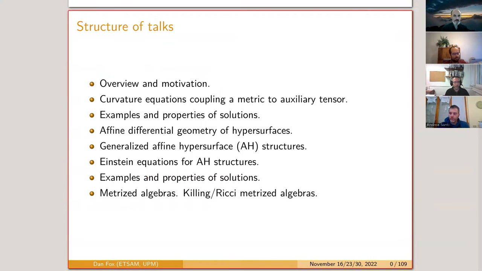I've not ever been very good at summarizing in three phrases what I want to talk about, but roughly speaking, I want to describe some class of geometric structures and some class of equations that I want to call Einstein equations for these structures. And these structures are somehow motivated by the differential geometry of hypersurfaces in affine space.